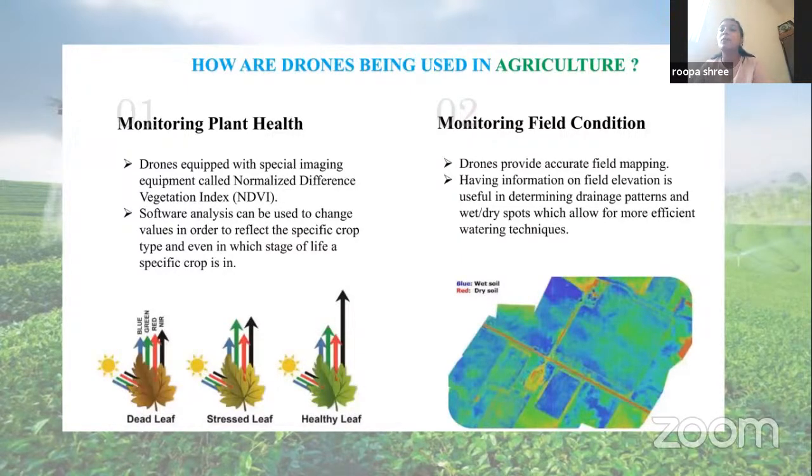Next, monitoring field condition. Monitoring field condition is also important to know in agriculture. If we know the field before cropping, the drone will tell us whether it is dry land or wet land, like wet soil or dry soil. Some crops will only grow in dry soil and some crops will only grow in wet soil. It is important to know the condition of the soil before growing the crops.